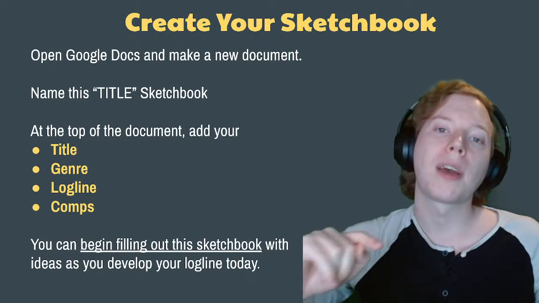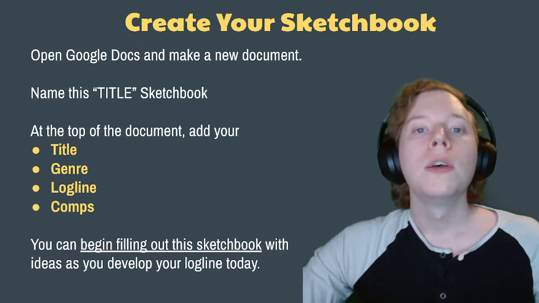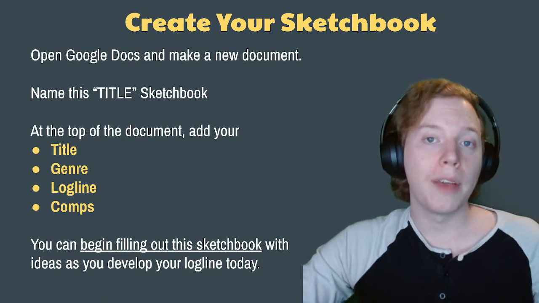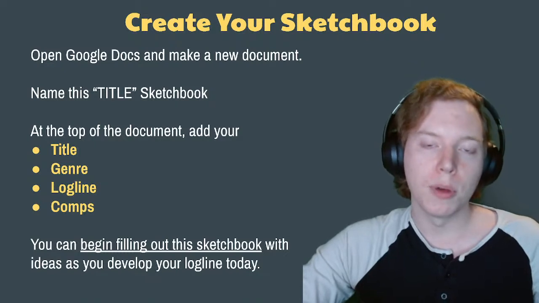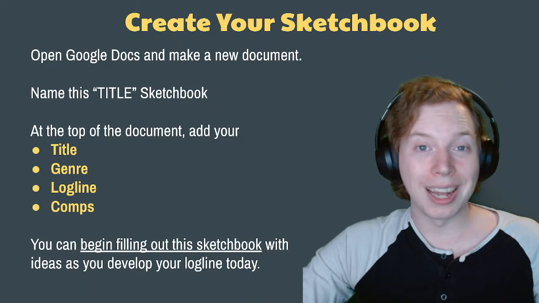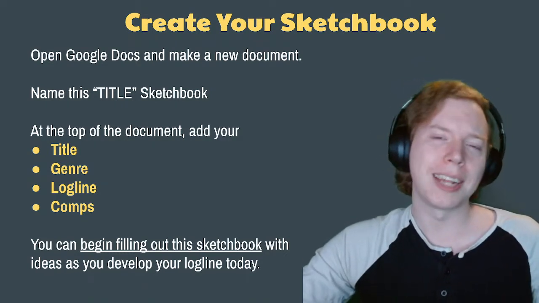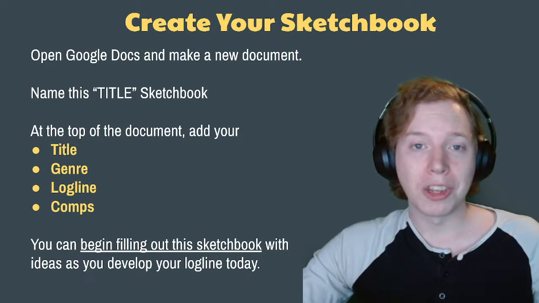And last, we have comps. Comp stands for comparables, or comparable titles to yours. So you're picking 2 other movies, or at least one. If it's a movie, at least one of them should be a movie. The other one can be something else, like a TV show or a video game, or I guess you could do a play or something like that. But most plays that you would comp have been adapted into movies, so I wouldn't think too much about that.